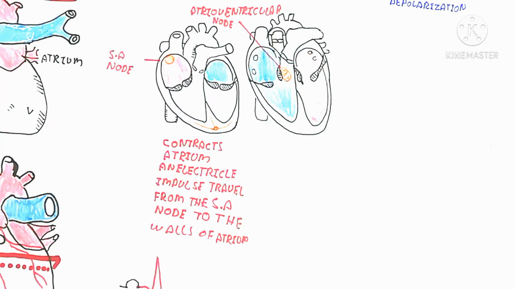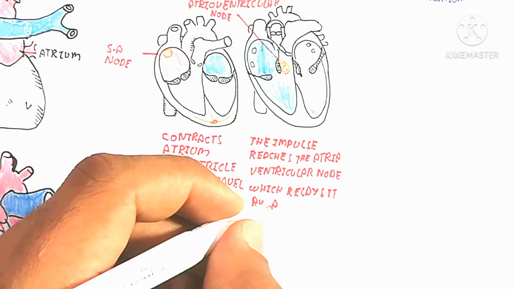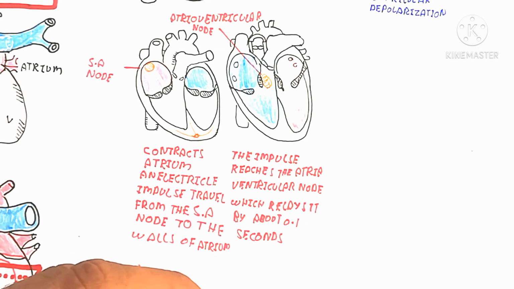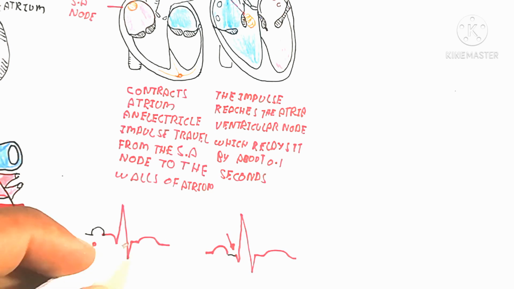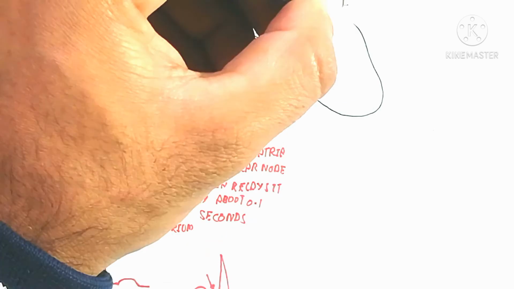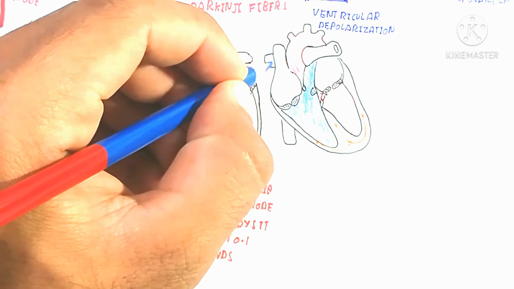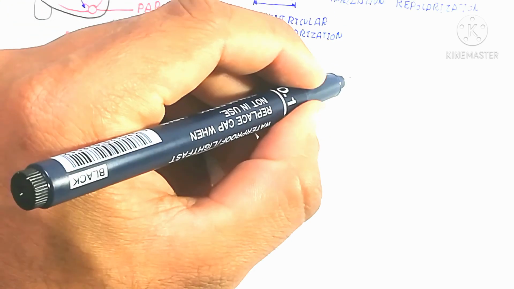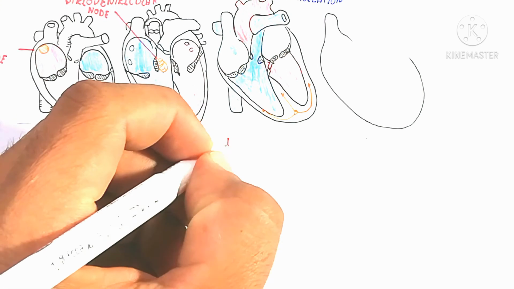On the other hand, next the impulse reaches the atrioventricular node, or AV node, and this atrioventricular node delays by about 0.1 second. So it basically produces an electrical wave from here, which the electrocardiogram shows as the PQ wave.